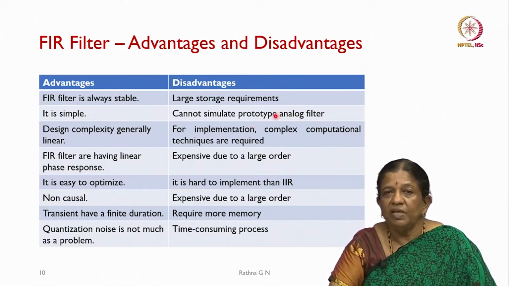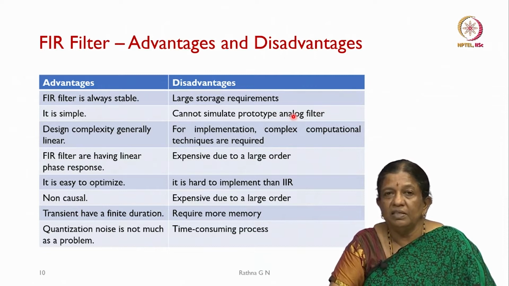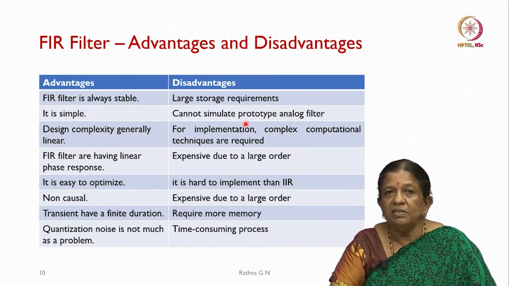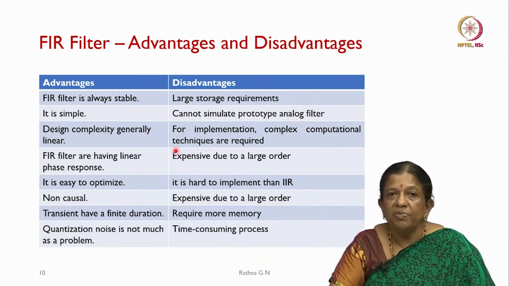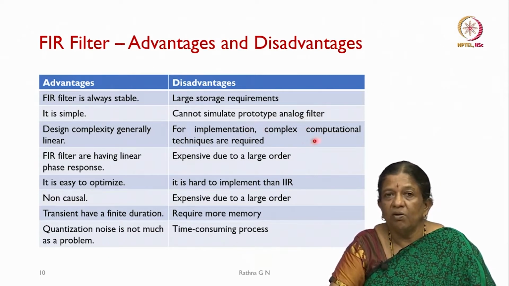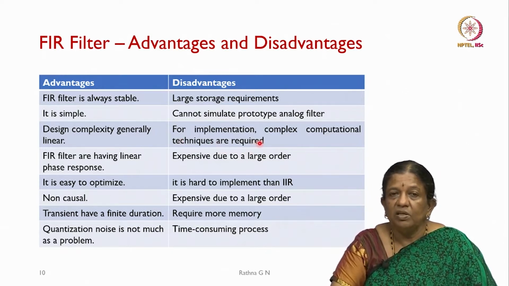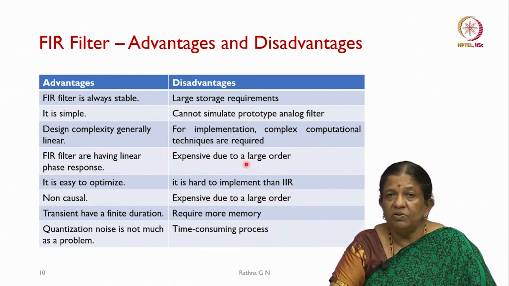Most of the design is done in the analog domain and then we convert it into the digital domain, because for more than 100 years analog filters have survived and are working very well with the system. But this FIR filter we will not be able to simulate using our analog filters. For implementation, complex computational techniques are required. It is also expensive due to a large order, we have to pay in memory as well as speed, and it is hard to implement compared to an IIR filter.